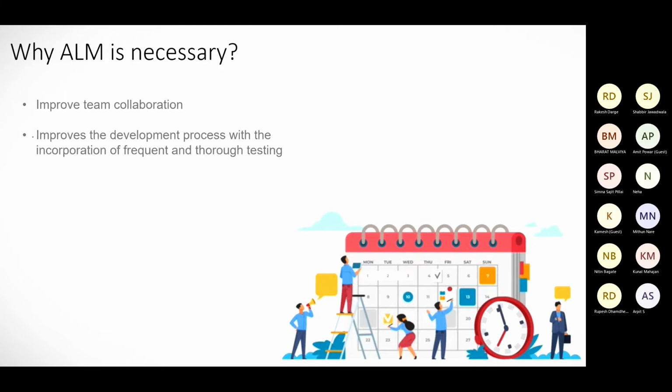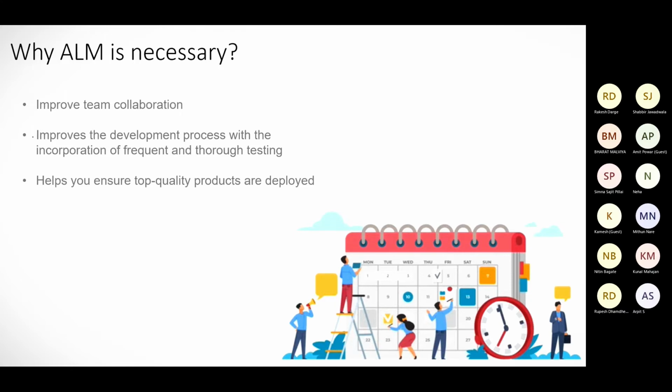The second one is to improve the development process with the cooperation of frequent and thorough testing. That is also an important thing, because most of the time we do the proper development, but we are not doing the proper testing or the unit testing for that particular application. So ALM basically helps you to streamline your development process and helps you to do the thorough testing as well. It helps you to ensure the top quality products are deployed, obviously.